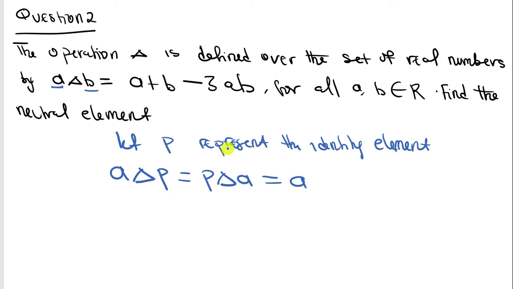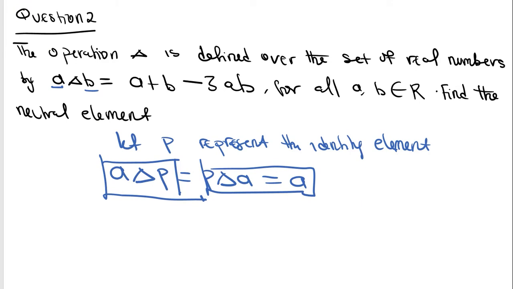When you are done, pick one side of the equation, either this side or this side. So now we are going to have a operating on p is equal to a. Let's consider this side and expand it using the definition given. In this case, our first variable is a, our second variable is p.